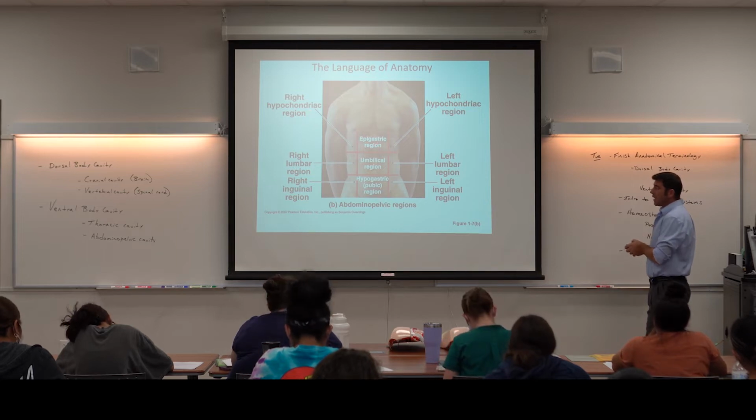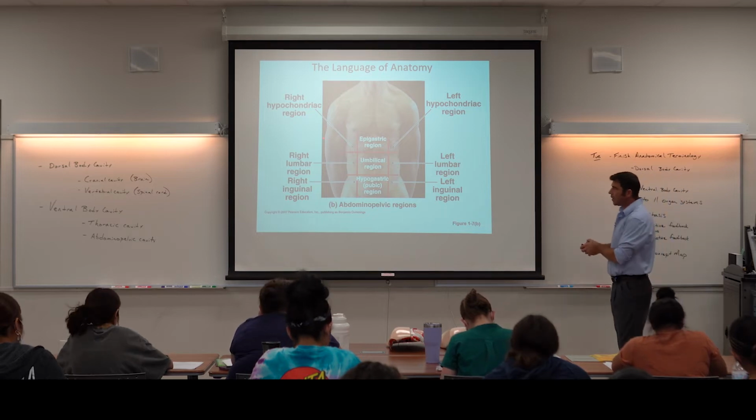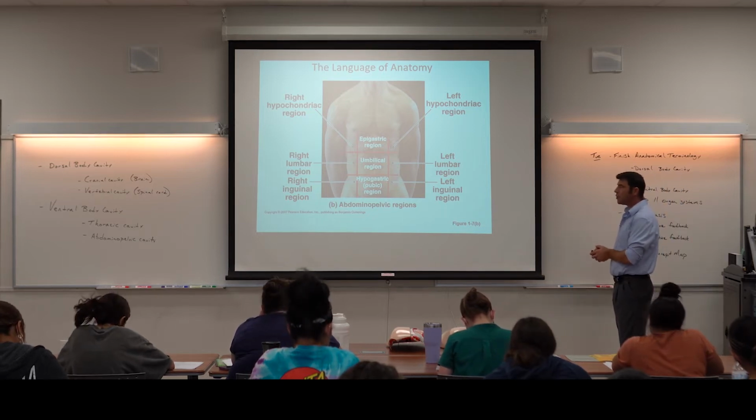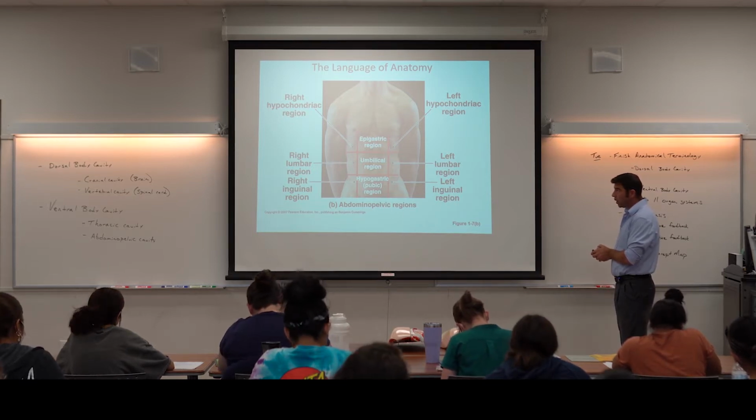This epigastric region is flanked on either side by the hypochondriac region. Let's break that down. Hypo is always going to refer to below. Chondriac is always going to refer to cartilage.